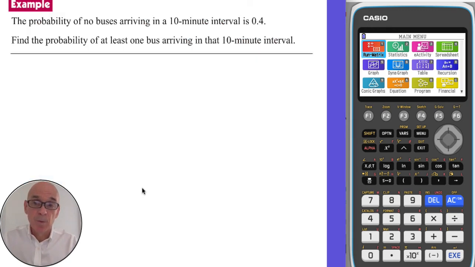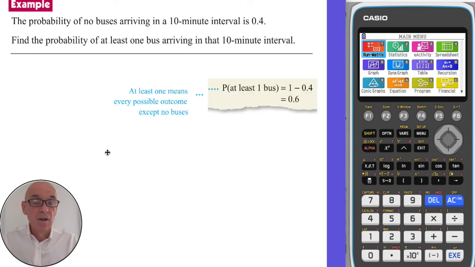In this example, the probability of no buses arriving in a 10-minute interval is 0.4. We're asked to calculate the probability of at least one bus arriving in the 10-minute interval. So again, these events are complementary. Either a bus doesn't arrive in that 10-minute interval, or at least one bus will arrive in that 10-minute interval. So the probability of at least one bus arriving is 1 minus 0.4, which is equal to 0.6.